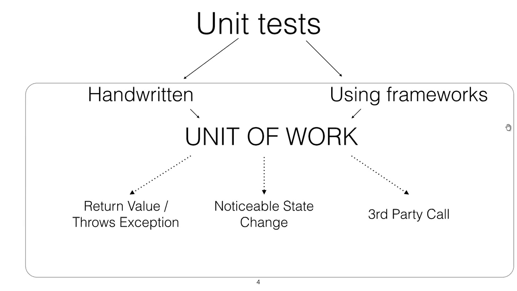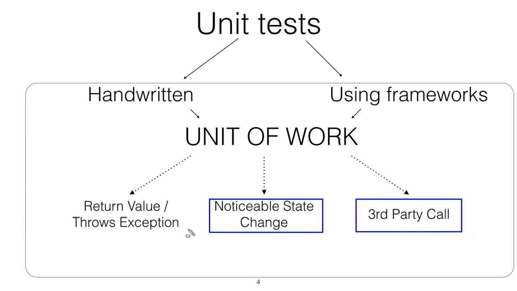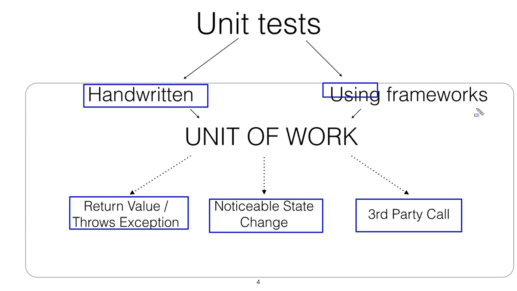Pay attention that it's not just a method, but maybe a group of methods or a whole class that performs some noticeable state change over the code or over the system, like some changing of public properties, or maybe some calls to static methods, some changing of static variables of some external classes, or it may call some third-party libraries, or it may return a value or throw an exception if something goes wrong or the code fails. Unit tests can be both handwritten or created with the use of unit testing frameworks.